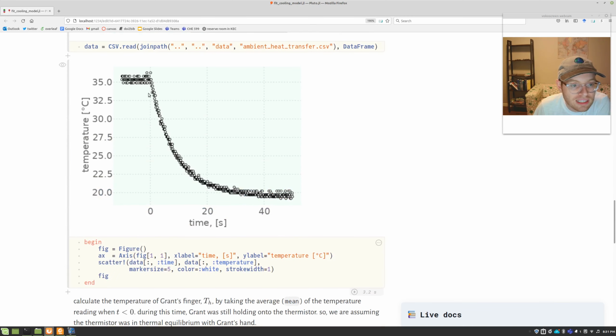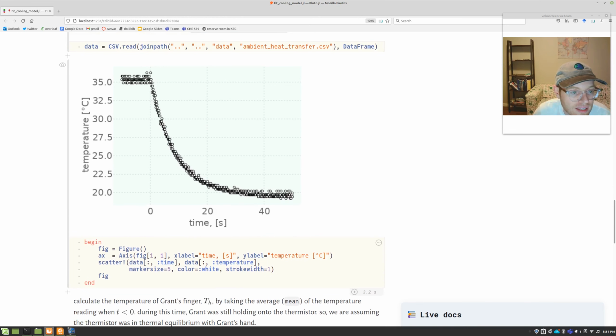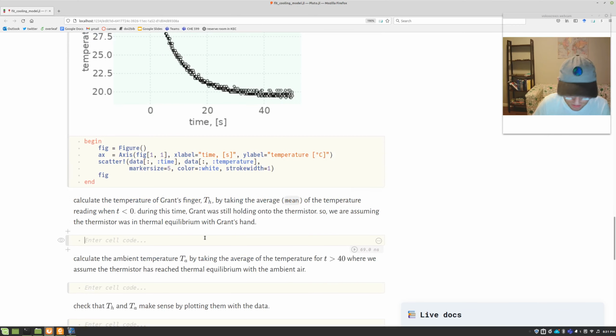All right, first what we need to do is calculate the temperature of Grant's hand. And we're going to do that by just looking at the data when t is less than 0 and taking the average of it. So we'll do a filter here. So let's filter our data. All right. And the first option to filter is a function that takes in rows. And we're going to look at the time. And we're going to see if that time is less than 0. And if it is, we want to keep that.